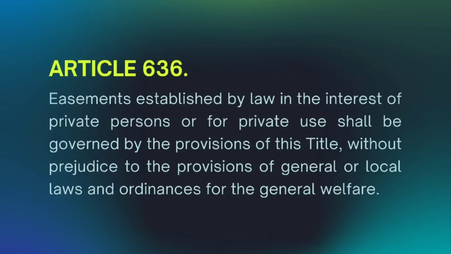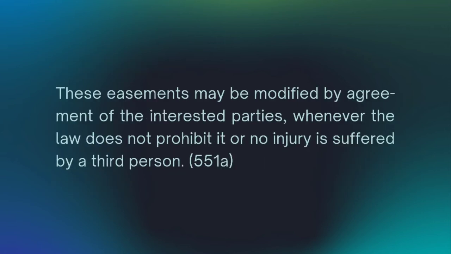Article 636. Easements established by law, in the interest of private persons, or for private use, shall be governed by the provisions of this title, without prejudice to the provisions of general or local laws, and ordinances for the general welfare. These easements may be modified by agreement of the interested parties, whenever the law does not prohibit it, or no injury is suffered by a third person.